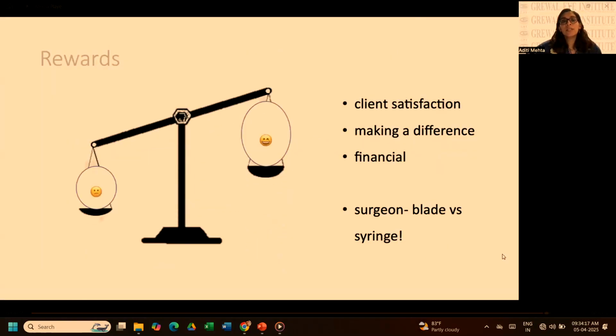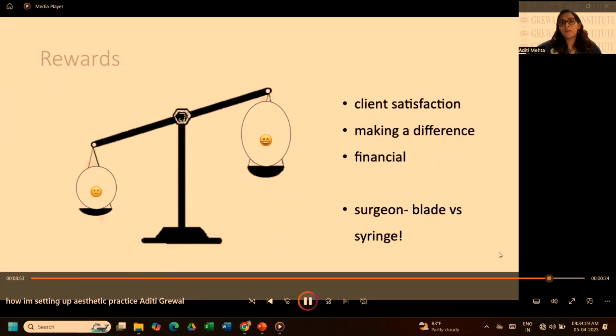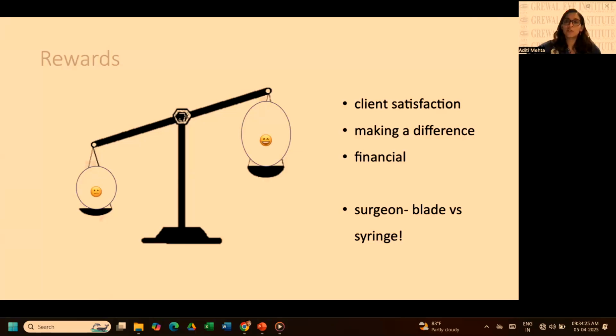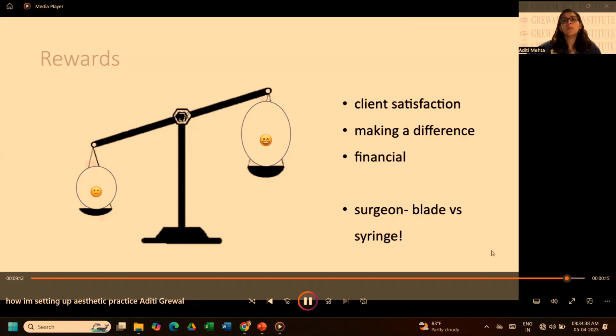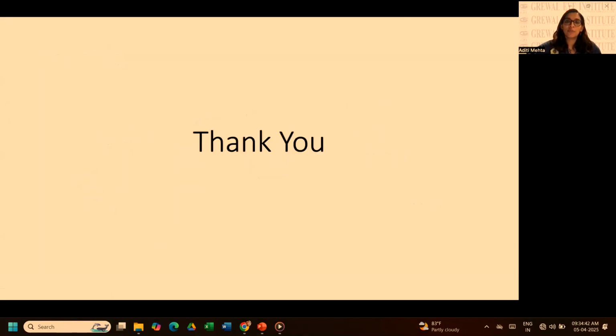The rewards from these non-surgical procedures can be, of course, immediate client satisfaction, making a difference. The patient walked in with a concern which you treated and they walked out feeling much better about themselves. There are financial rewards as well. As a surgeons, we tend to feel the blade versus the syringe debate, which is an internal dilemma. But I think once you get into the hang of it, you should just make them complementary to your surgeries and be able to excel at offering both kinds of procedures.